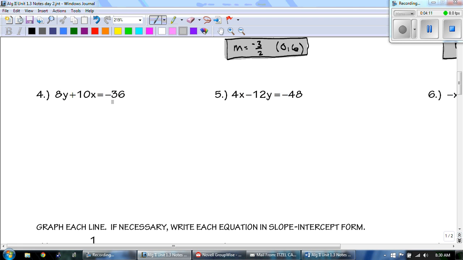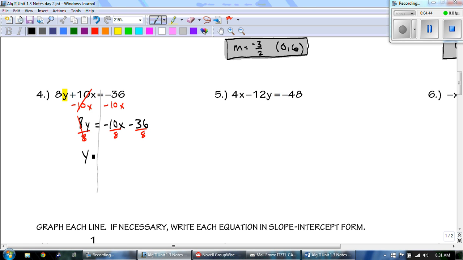Okay, number 4. Solve for, oh, they moved it. There's the y. Solve for y. So I'm going to subtract the 10x from both sides. We get 8y equals -10x plus 30. Oh, that's not plus 36. That's minus 36, okay? And then to solve for y, we need to divide by 8, okay?